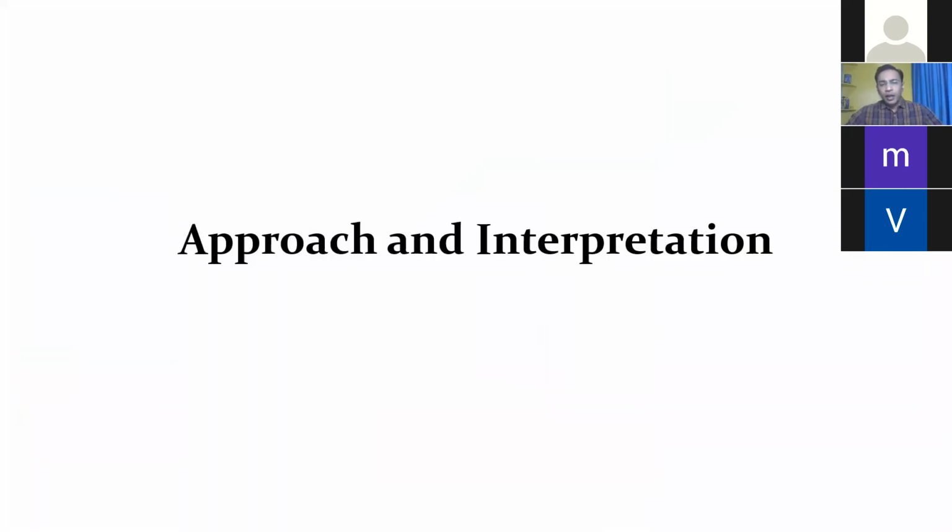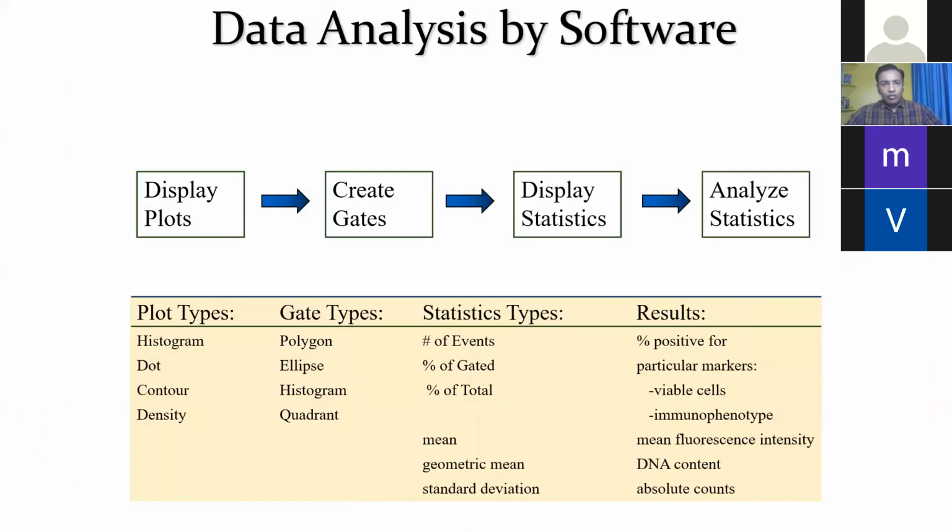Now, how do we start the approach and interpretation? So we do the data analysis. When we acquire this sample on the flow cytometer, all these signals from the fluorescence lines are converted into electronic signals. Basically, fluorescence light gives photons, which are a type of energy, and these photons are converted into electrical energy, and this electronic data is then converted into digital data, which we analyze. And we analyze by using different histograms, different dot plots or contour plots.